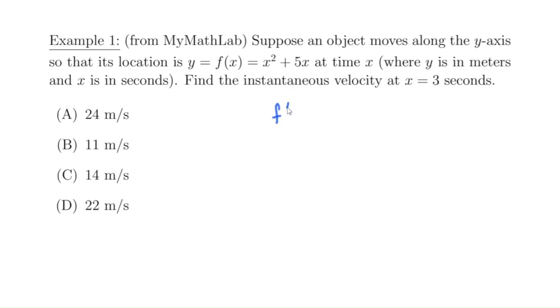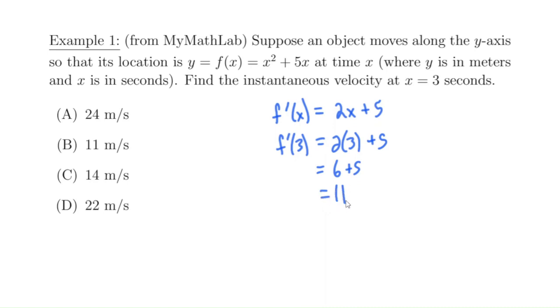So what's f prime of 3? Well, f prime of x would be 2x plus 5. The derivative of x squared plus 5x, 2x plus 5. So f prime of 3 would be 2 times 3 plus 5. So that would be 6 plus 5, which is 11. So our answer is 11 meters per second. That's the velocity at time x equals 3 seconds.